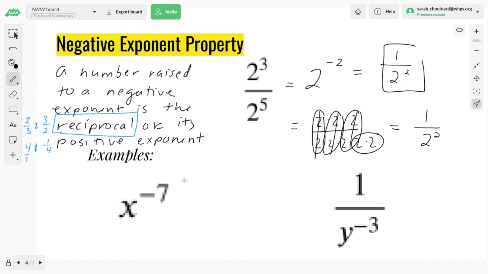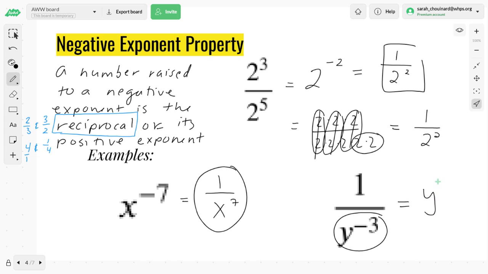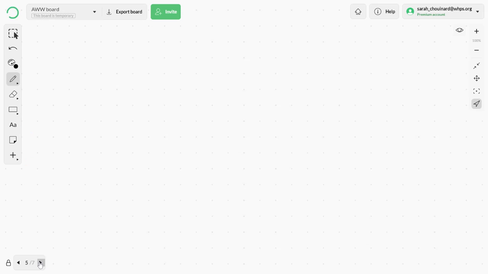So the reciprocal of x to the negative 7 is going to be 1 over x to the positive 7th. We always want to get positive exponents. So x to the negative 7 gets flipped over to become positive. Same thing here. The reciprocal of 1 over y to the negative third is y to the positive third. If I flip this fraction over to make the reciprocal, I get y to the third over 1, but we don't typically write the over 1 in the denominator. So we just leave it as y to the third power.